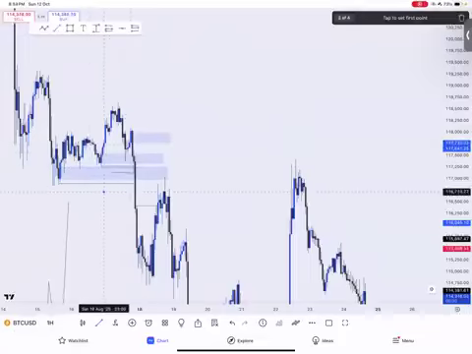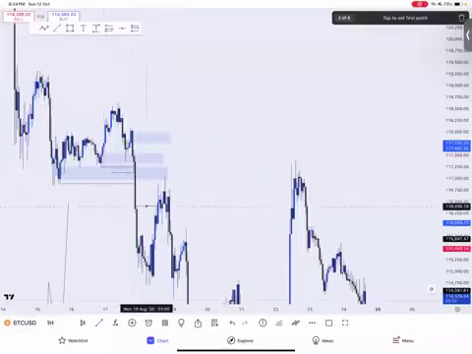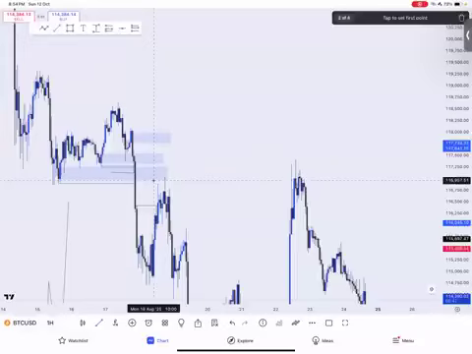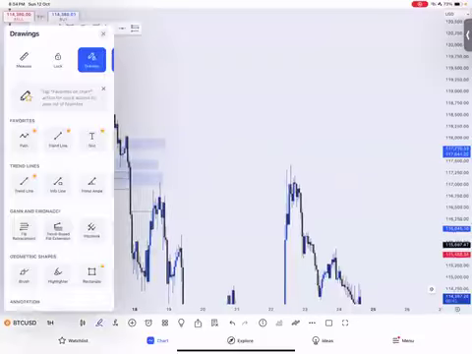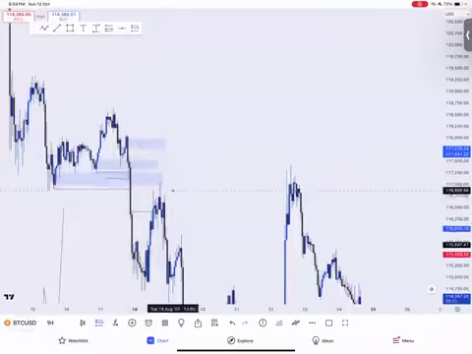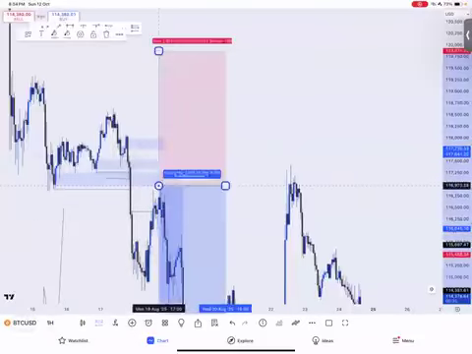Then the final rule says, pick the point of interest closest to where your inducement is. And where's my inducement? Right here. And if you trace up, the point of interest closest to it is this breaker block here. That's why the entry for this trade was from that breaker block right here. Stop loss as where we would have placed was the trade. To the next one.